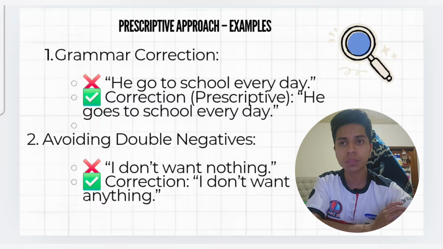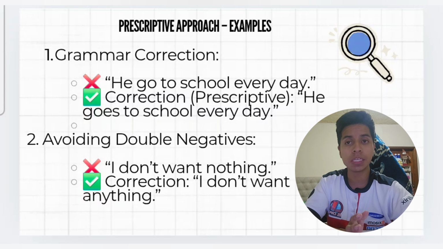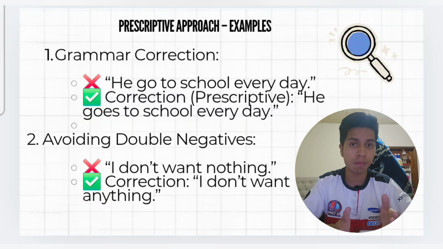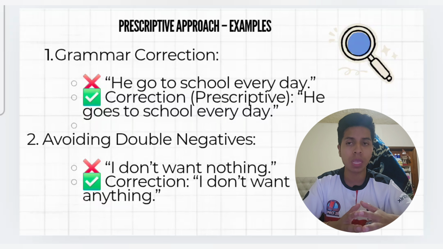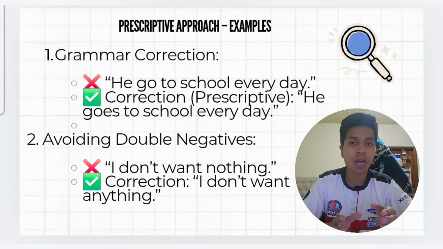We have to remember that prescriptive grammar teaches that when the subject is third person singular, he, she, and it, we must add s to the verb in the present simple. This rule helps students write correctly and sound more fluent in formal English.